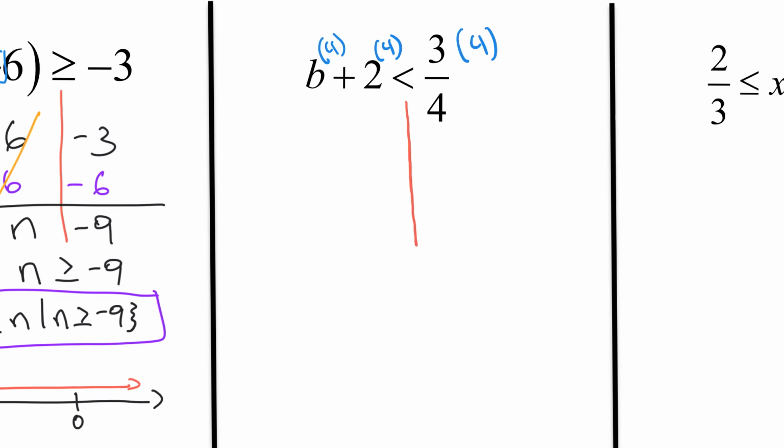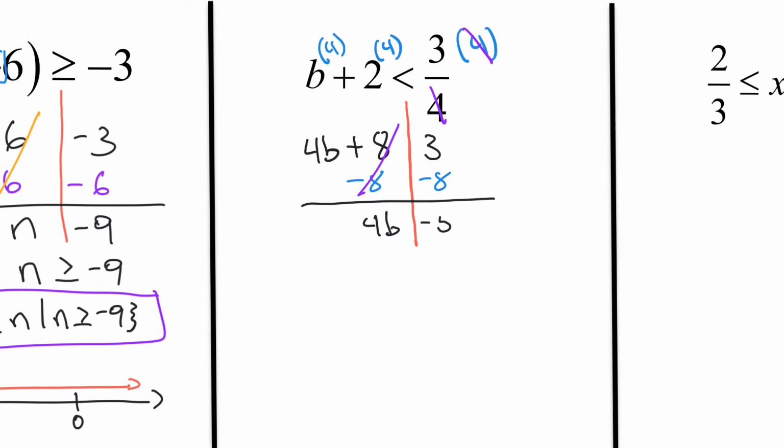So I will have 4b right here, b times 4, plus 2 times 4 is 8. On the other side, I can cross simplify the 4s. They turn into 1, and I just bring down the 3. Now, you guys are going to subtract 8 from both sides. Just like in an equation, you want to get rid of the constant. 8 cancels. So we have 4b, and on the other side, negative 5.